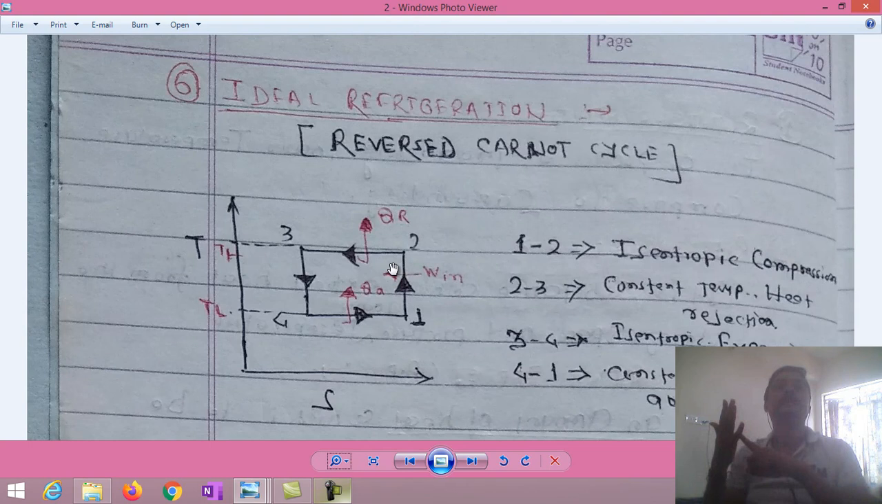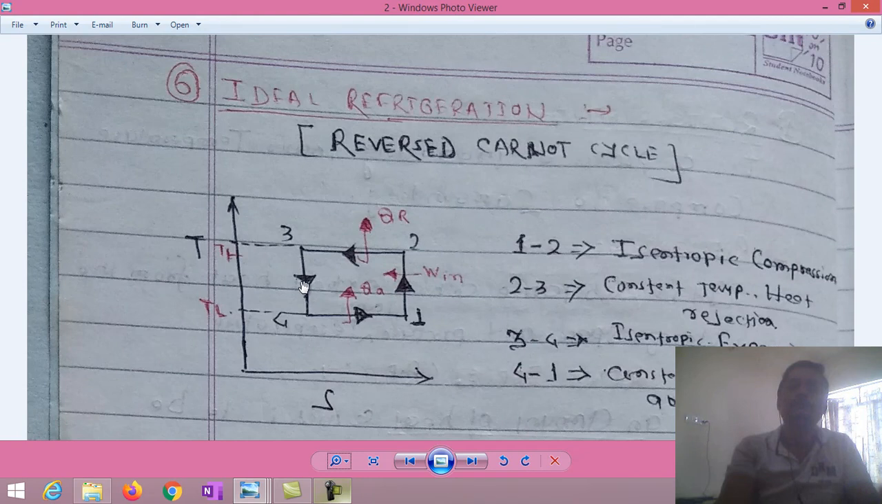refrigeration cycle. Basically, it consists of 4 components. This is the compressor. This compressor is installed between 1 and 2. The next component is the condenser, installed between 2 and 3. The next component is the expander, installed between 3 and 4. And the last component is the evaporator, installed between 4 and 1.